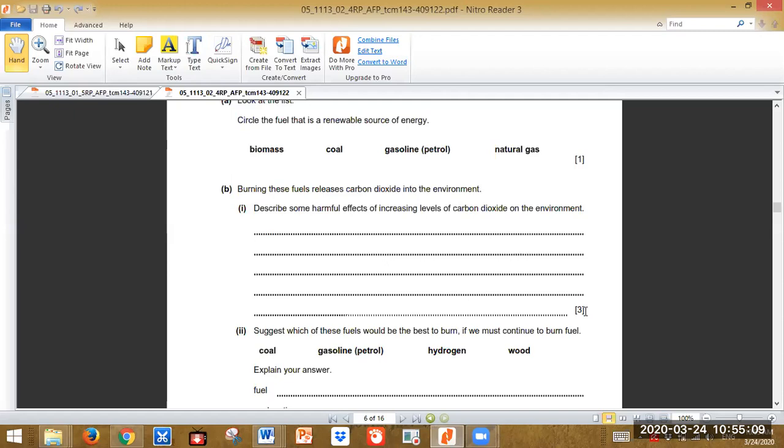So you have to write 3 separate pieces of information. You may write it will cause global warming, it will cause climate change, the ice will melt, these 3 pieces of information, okay? So in that case, you will take 3 marks.